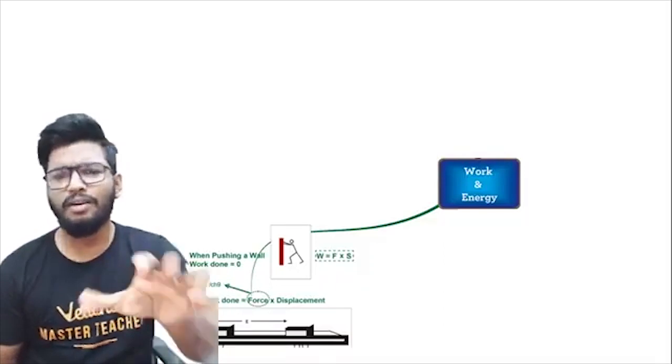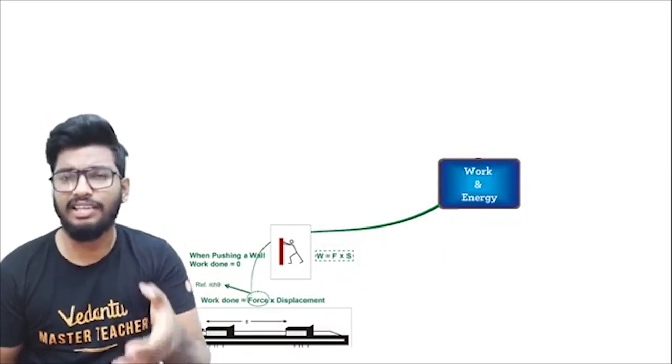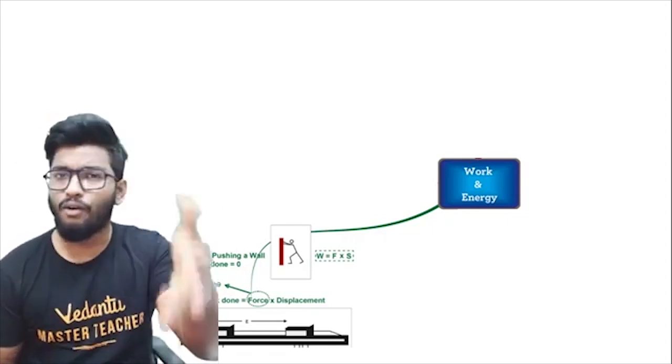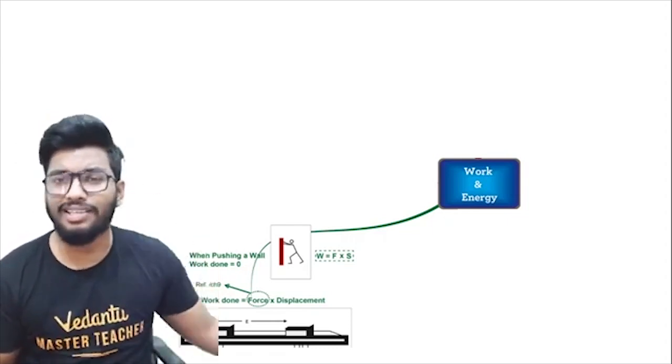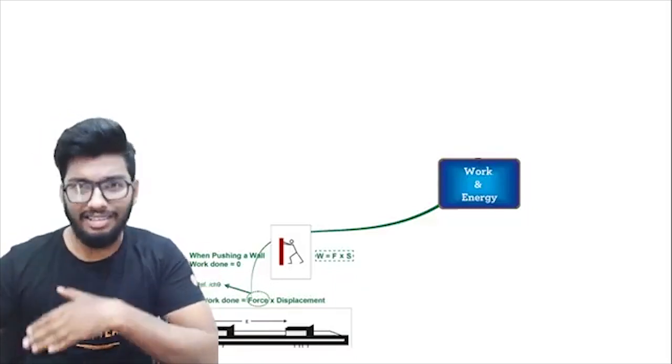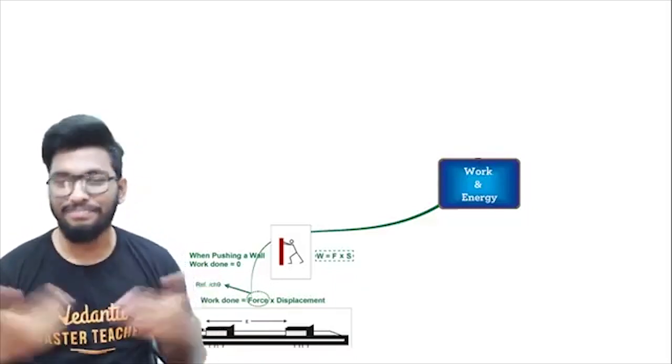So the formula for work becomes W, which is nothing but work done, equal to F into S, where F is the force and S is the displacement. Now, force, as you already know, is mass into acceleration. So you can also write it as M into A into S, which is mass times acceleration times displacement. This is the basic thing that you must know about.